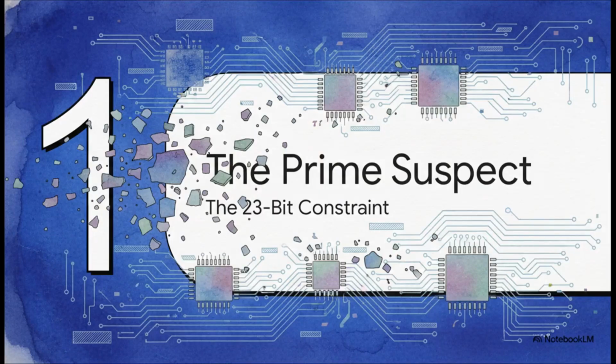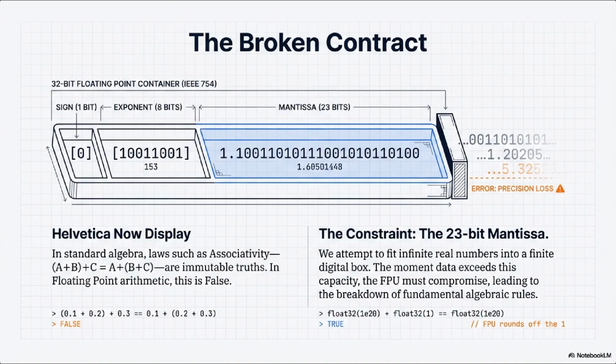Now, the culprit here isn't some sloppy coding or a bug in the software. Nope. The root cause of all this madness is a feature of the hardware. It's a physical limitation, something I call the 23-bit constraint. Okay, so let's pop the hood.